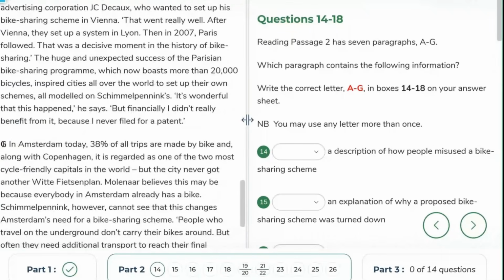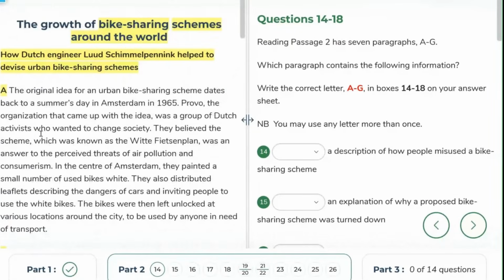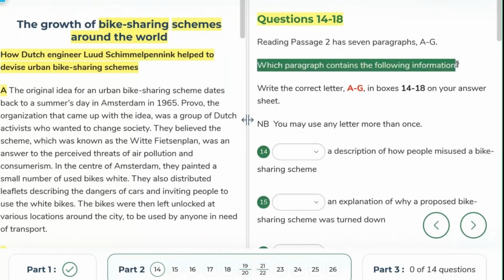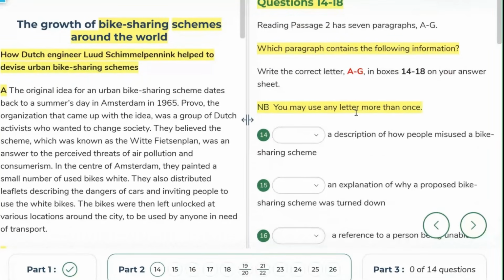Now we come to questions 14 to 18. Which paragraph contains the following information? I advise you never to start your passage with this question type. You will waste your time. If you start from here, it will eat all your time. You are less familiar with the passage and you will not be able to do it. Okay, so we will do these questions towards the end.